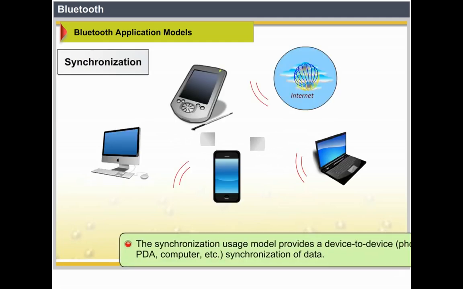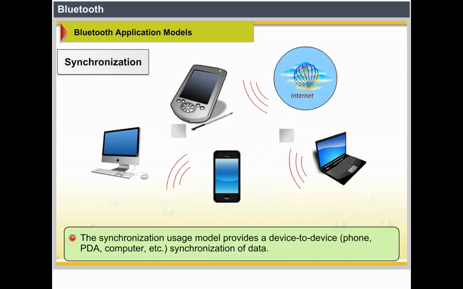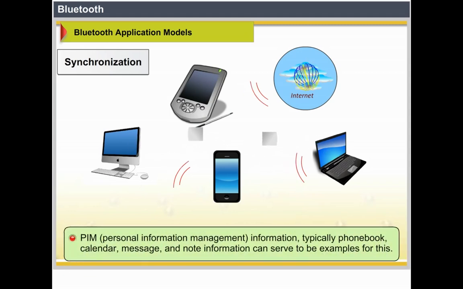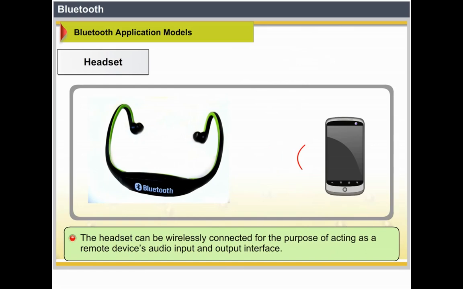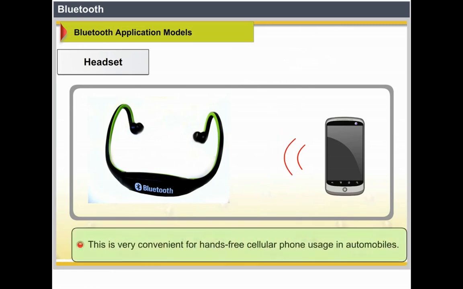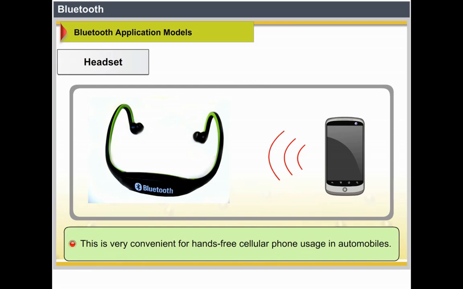Synchronization. The synchronization usage model provides device-to-device synchronization of data, such as phone, PDA, computer, etc. Examples could be PIM, Personal Information Management information, typically phone book, calendar, message, and note information. Headset. The headset can be wirelessly connected for the purpose of acting as a remote device's audio input and output interface. This is very convenient for hands-free cellular phone usage in automobiles.